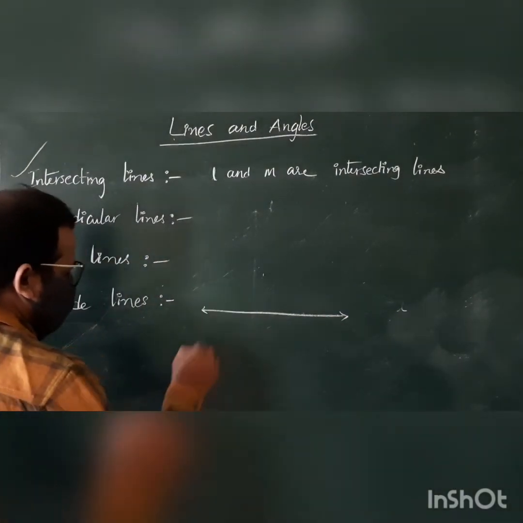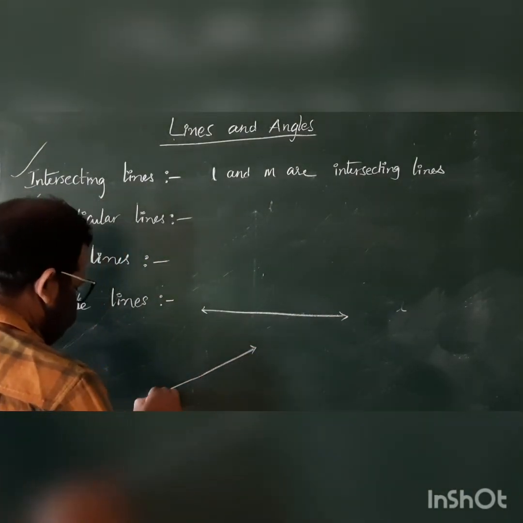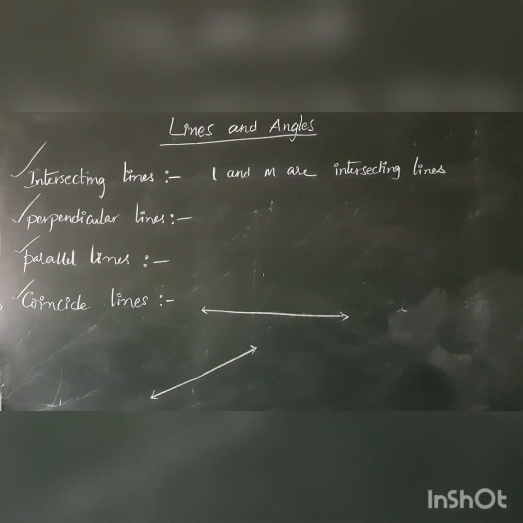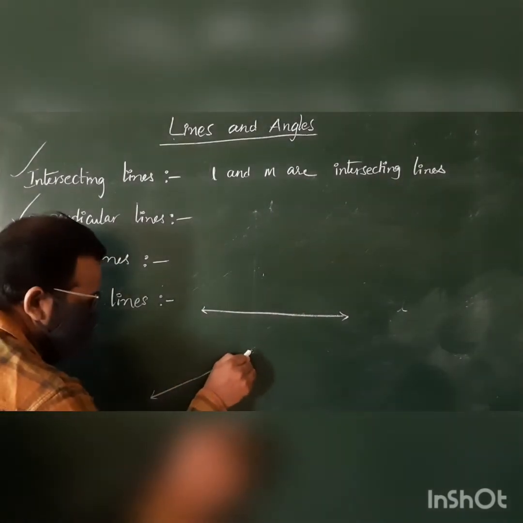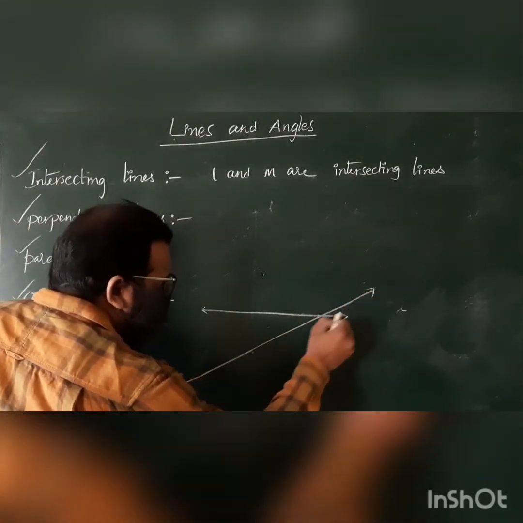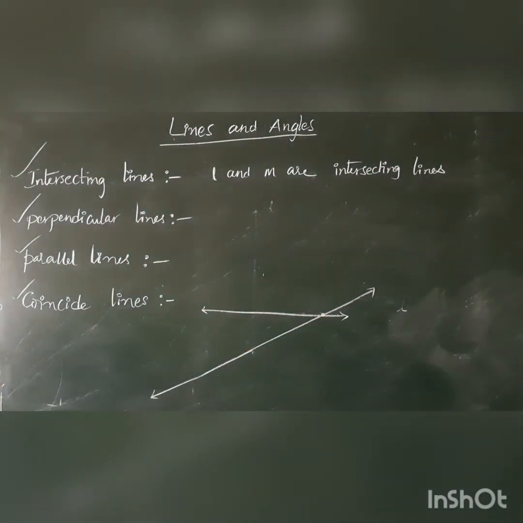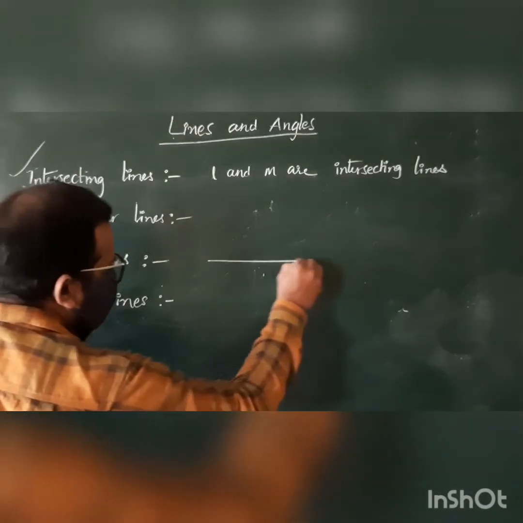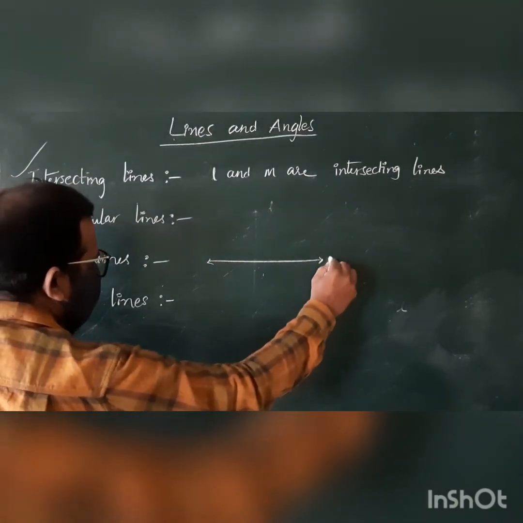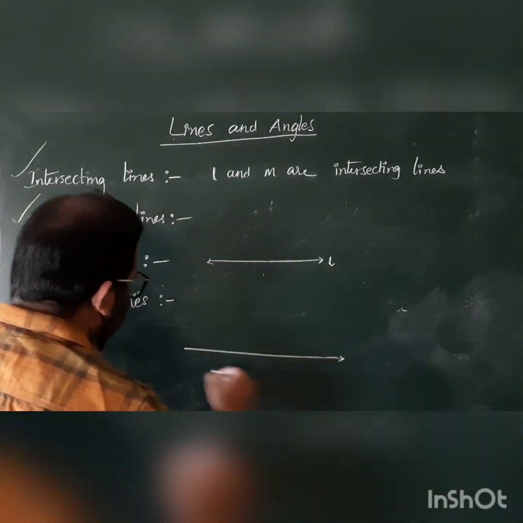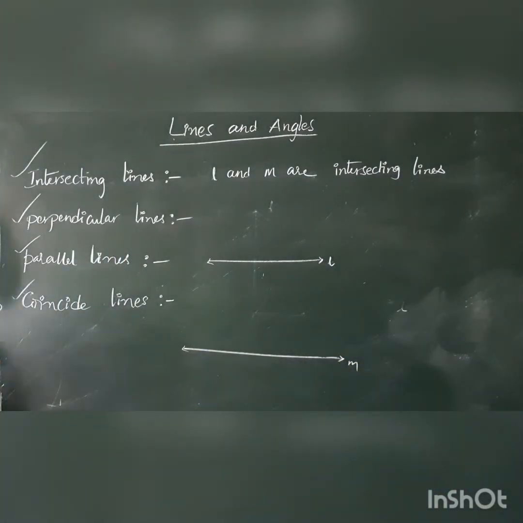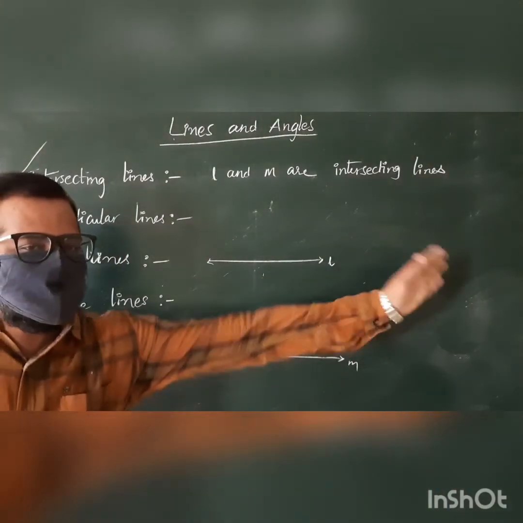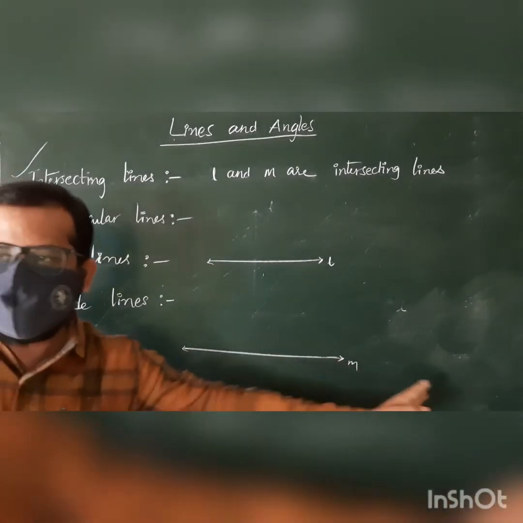If I take a line like this, can I say these two lines are parallel? No, because if this line is extended like this, that definitely touches at one point. So then those two lines become intersecting lines. But what we want is parallel lines. Parallel lines means if I take a line like this, that is L, and another line like this, M.